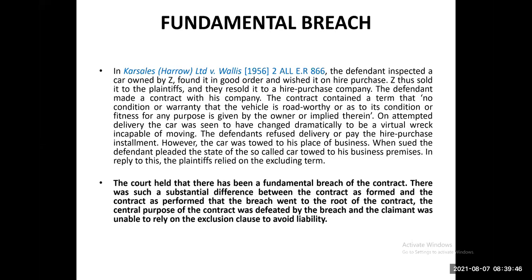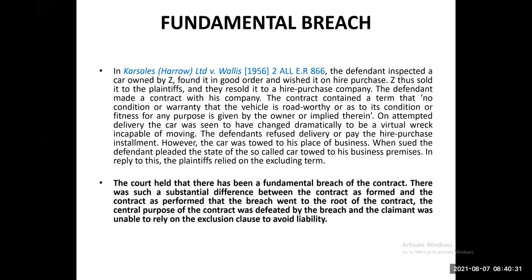On attempted delivery, the car was seen to have changed dramatically, to be a virtual wreck incapable of moving. The defendant refused delivery or to pay the hire purchase installment. However, the car was towed to his place of business. Now, when sued, the defendant pleaded the state of the car towed to his business premises. And in reply, the plaintiff relied on the term which we have quoted, that no condition or warranty that the vehicle is roadworthy or as to its condition or fitness for any purpose is given by the owner or implied therein.